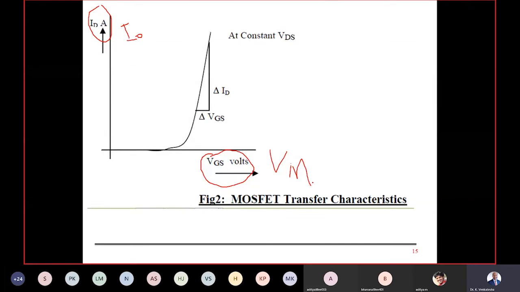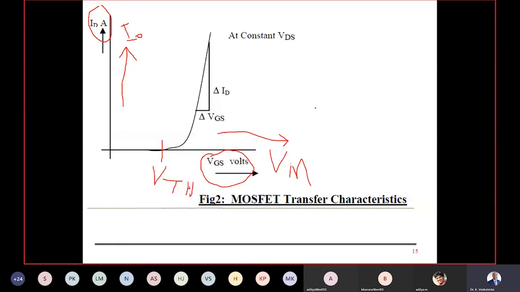In this characteristic, we vary VGS on the x-axis and note down the current, tabulate it and plot the graph. We'll get a graph something like this, a curve. This is my threshold voltage or cut-in voltage, beyond which current starts flowing in the MOSFET. So the MOSFET is conducting after the threshold voltage. Before that, the MOSFET won't conduct.